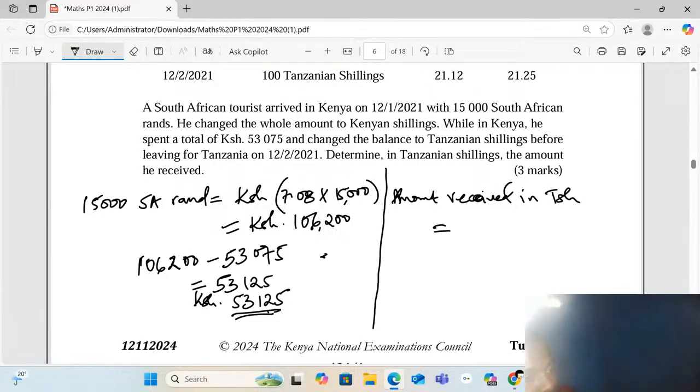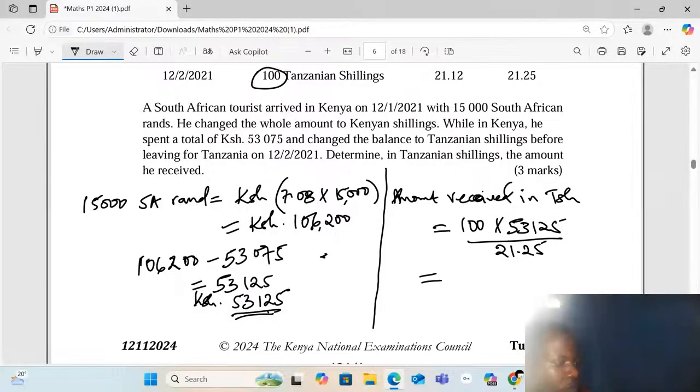Selling. So that one will be selling. Now we have 100. This 100 what? Tanzanian shillings times the balance, which is in Kenyan shillings, 53,125. Now that the bank is selling, then we divide by what? 21.25 divided by 20. Now this is how we convert the amount to Tanzanian shillings.